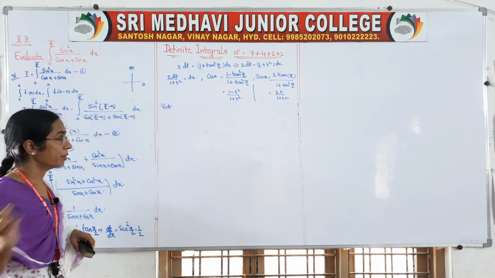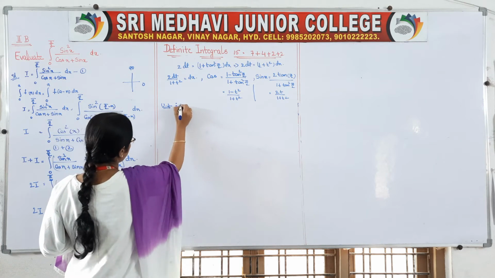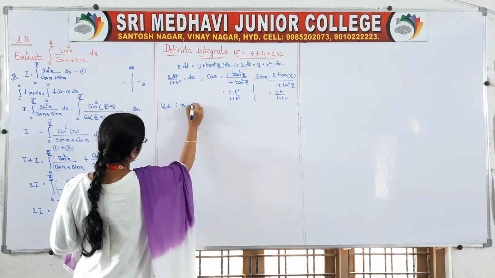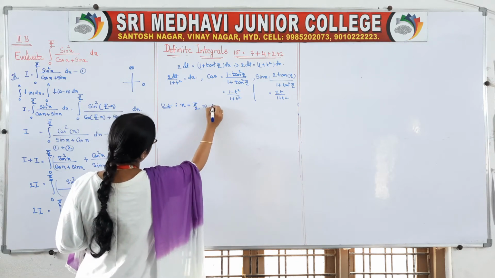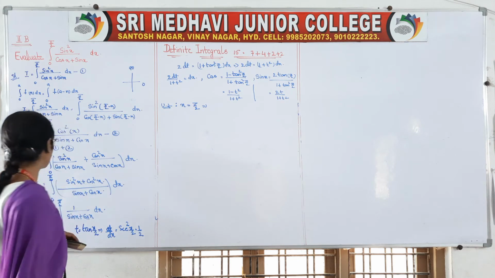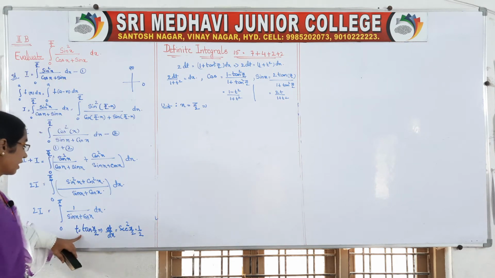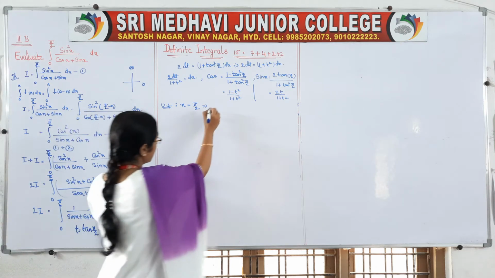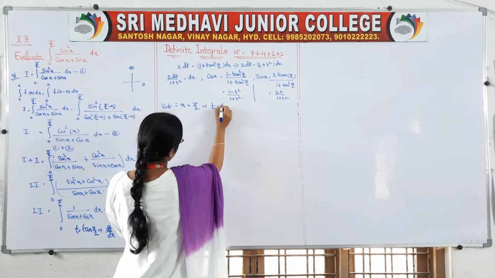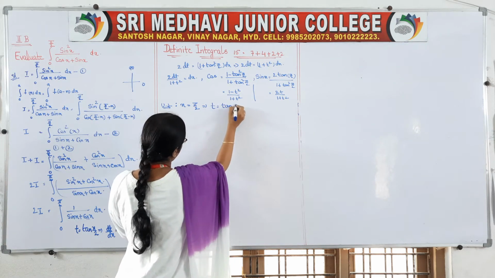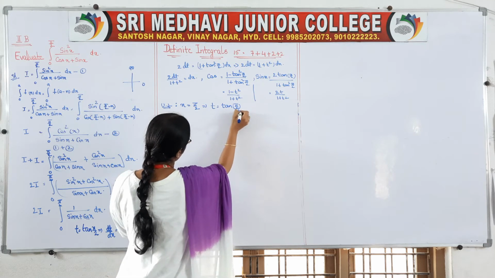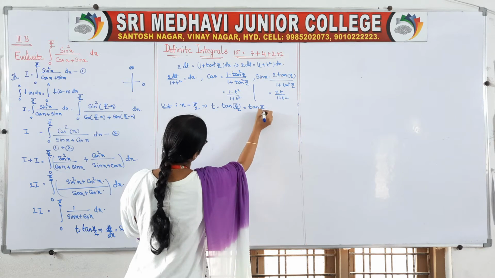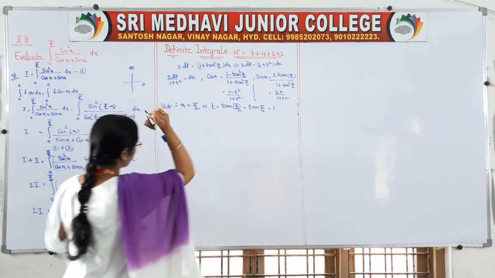So upper limit, what is the upper limit? x is equal to pi by 2. So implies t value, which value we have taken? t is equal to tan x/2, isn't it? So t is equal to tan (pi/2)/2, so it is equal to tan pi/4, which is equal to 1.